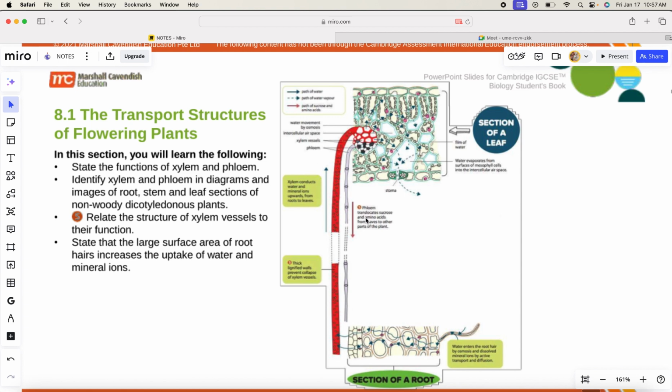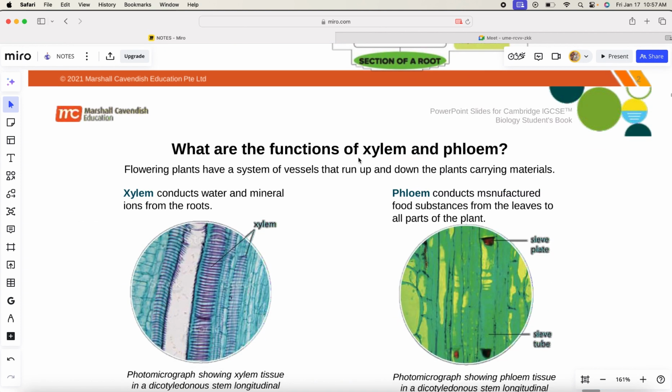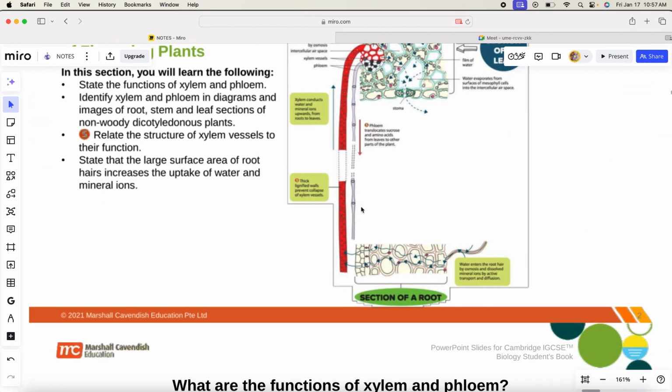We're also going to be able to state that the large surface area of the root increases the uptake of water, and not just the uptake of water, it also increases the uptake of the mineral ions from the soil into the body of the plant. So surface area is a big factor. Large surface area of the root is a big factor that contributes to how much goes into the root.